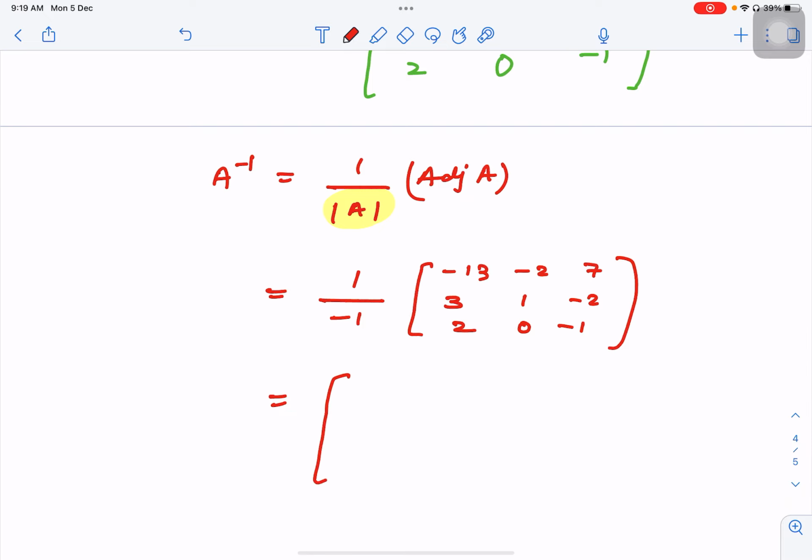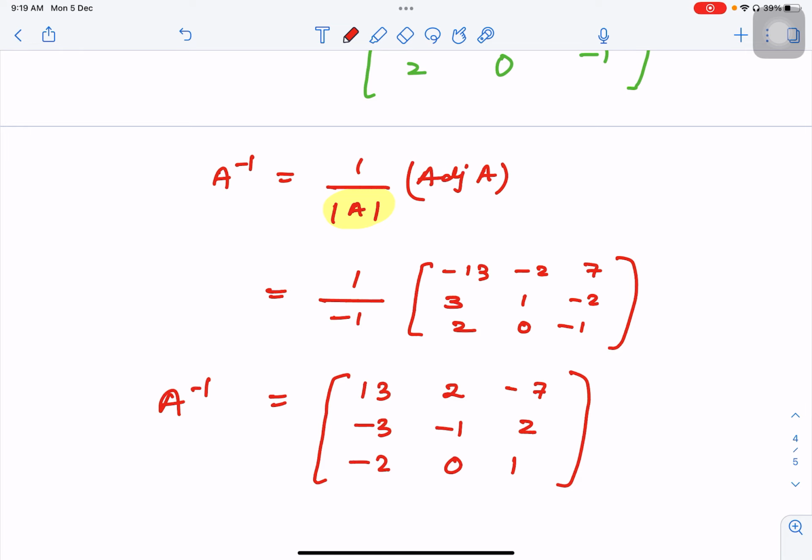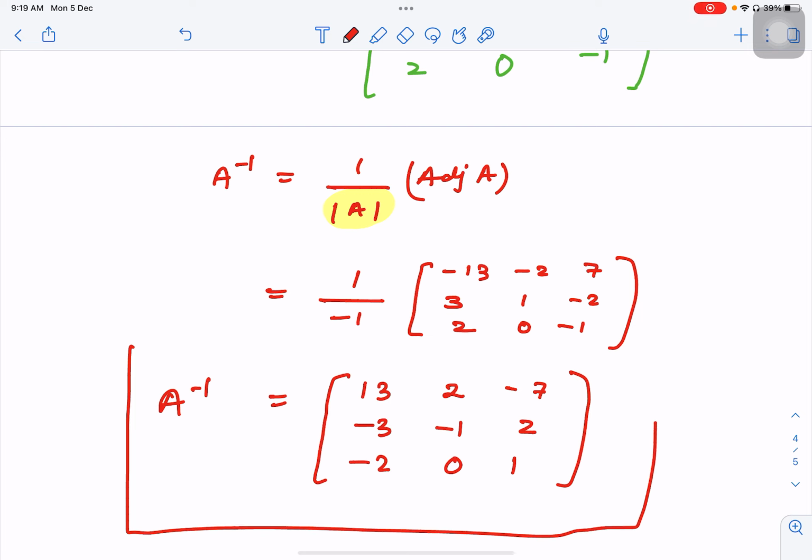Finally, you can bring minus 1 inside. Minus 1 अंदर लेके आ सकते हैं हम लोग. This will become 3, 2, minus 7, minus 3, minus 1, 2, minus 2, 0 divided by minus 1 is 0 only, and minus 1 will become positive. This is my A inverse. This is our final answer for A inverse. Now, what is a step to verify whether your answer is wrong or right?